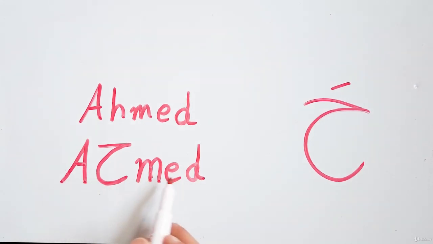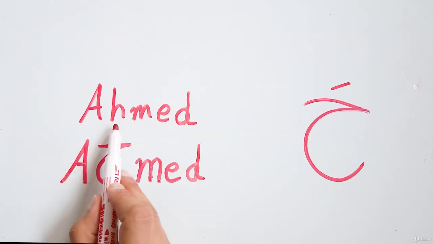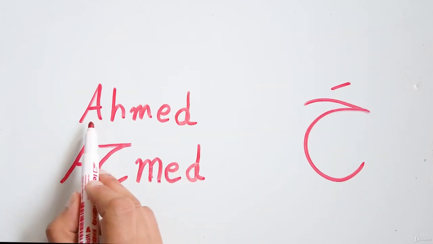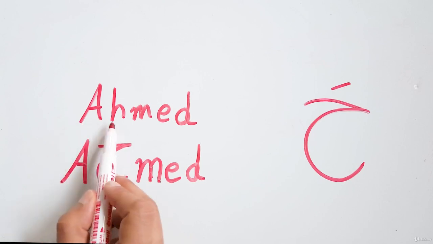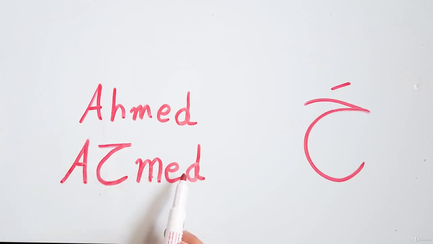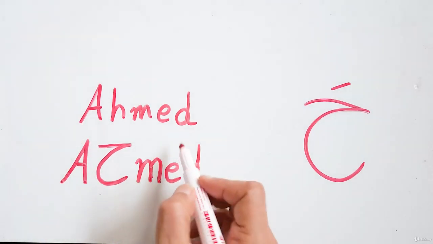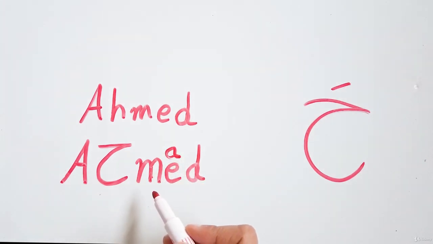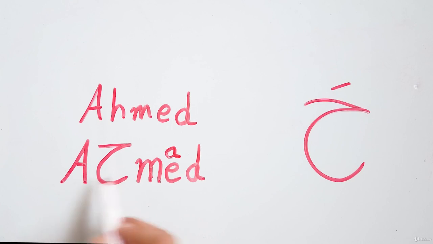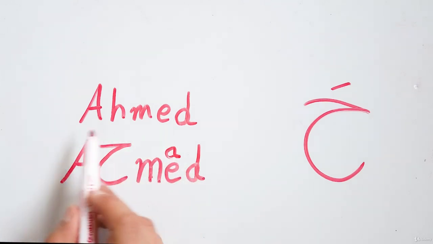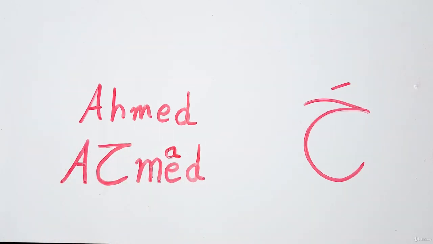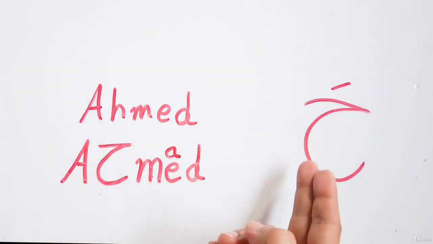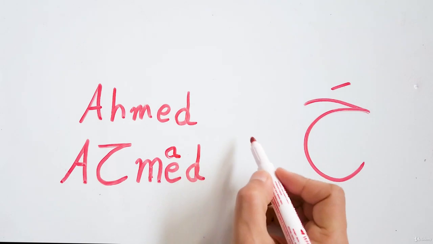Ahmed. And actually the correct way is to add A, not E. This is the correct way to say Ahmed. It's not Ahmed. Okay. This is another example to recognize the difference between ha and ha in Arabic.